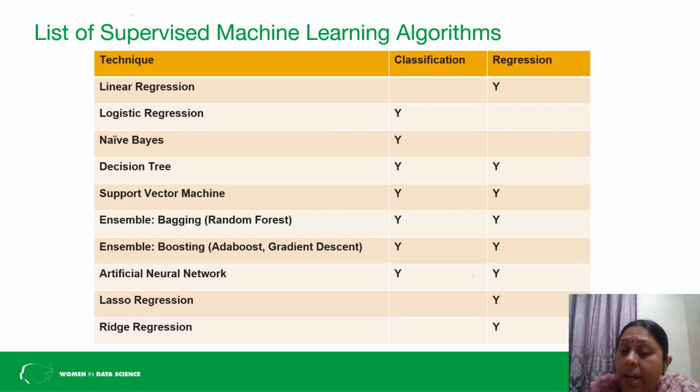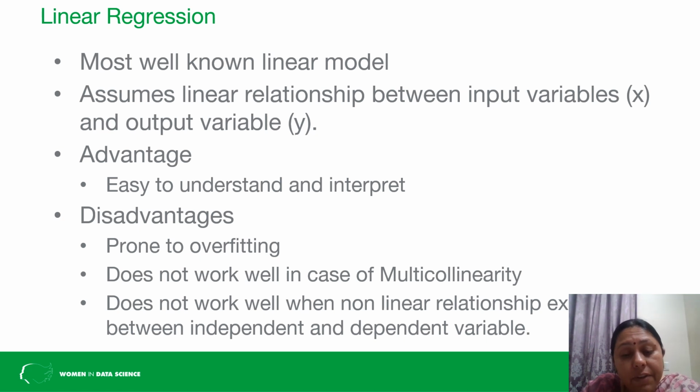Logistic regression and naive-Bayes classifier are two simple classification-based algorithms. If we look at decision tree, support vector machine, ensemble-based techniques, and artificial neural network, all these four techniques can either be used to solve a classification problem or a regression problem. Now, let us have a detailed understanding or overview of these techniques. Let's start with linear regression.